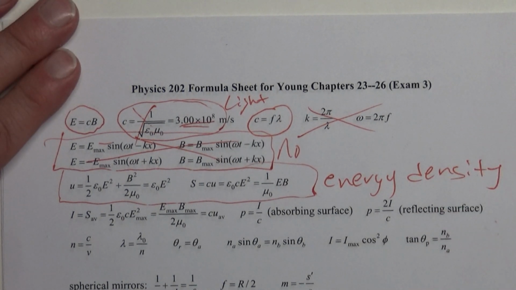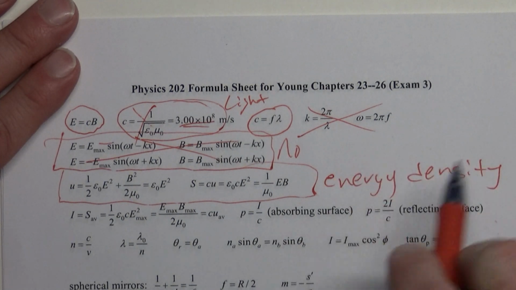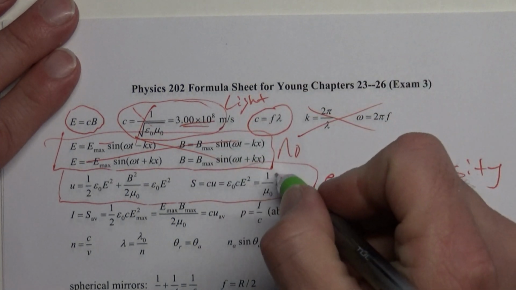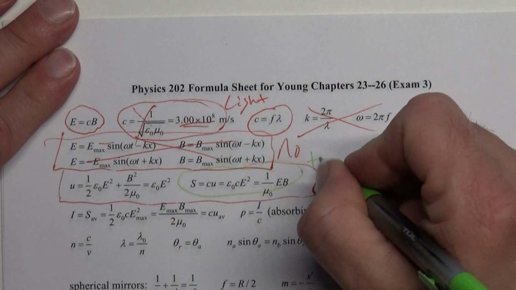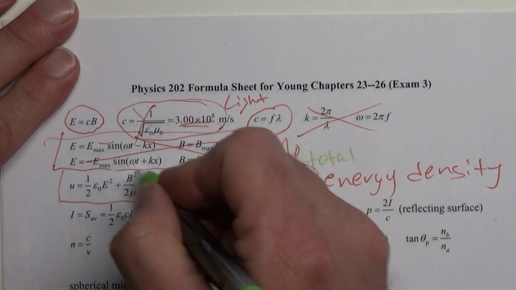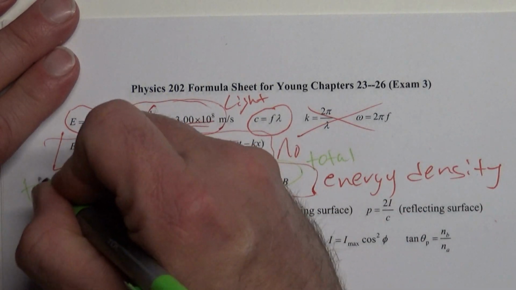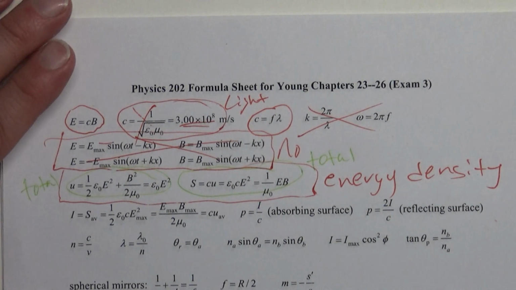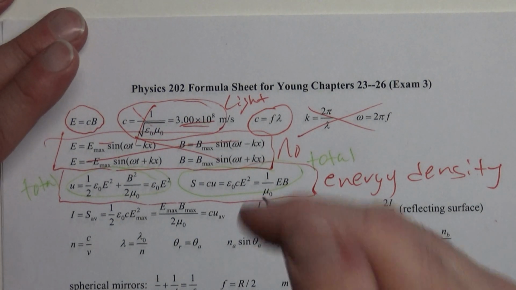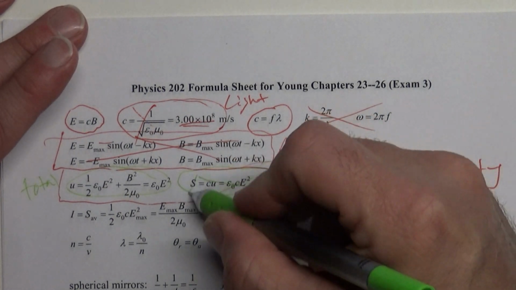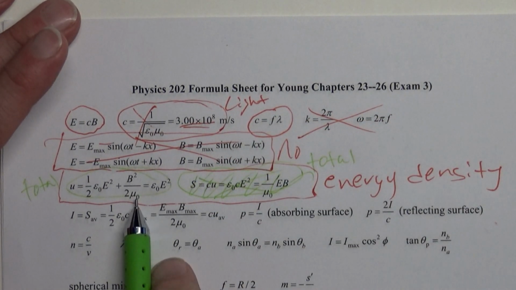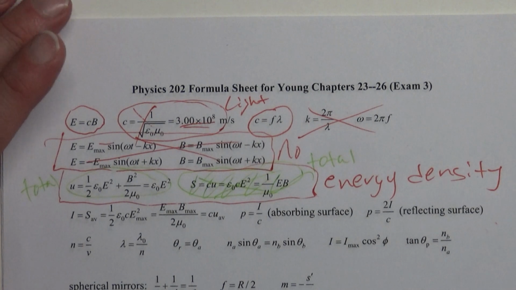Those are energy density. Now, these over here are total energy density. And this is also a total. One thing to watch for is Dr. Ford's done these problems wrong for years, and he doesn't use these over here, so I'm going to scribble them out. He almost always uses these for energy density.